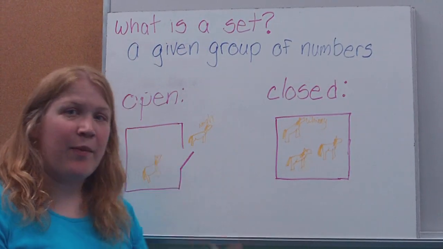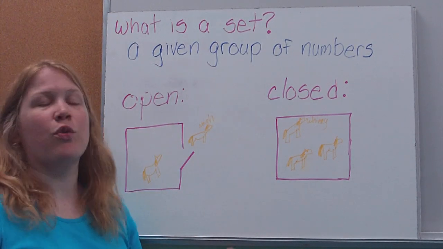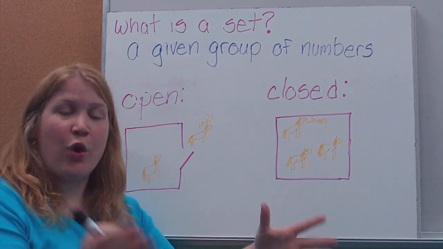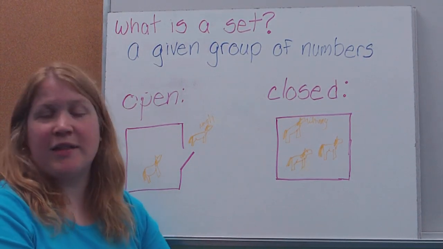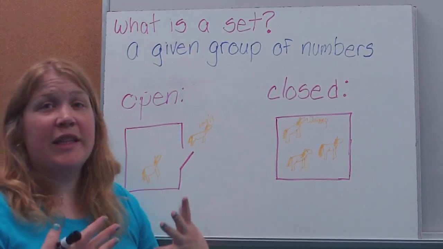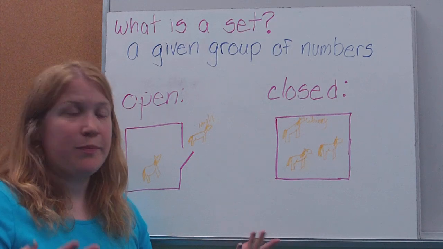So what is a set? It might help if we know what we're talking about in a set. What I'm talking about here is a given group of numbers. For example, if you have a set of china, it means it's all the same. You know what belongs in it. It came in a box. I told you there's 4 plates, there's 4 bowls. It's a given thing. So here we're talking about a given group of numbers.